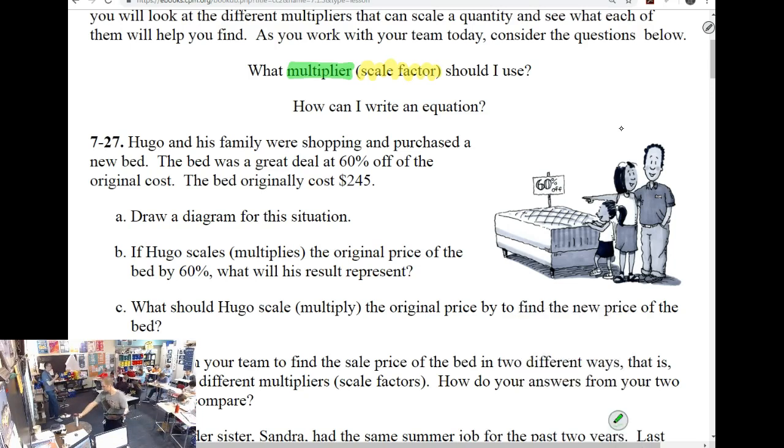If we're talking about 25% and we use 0.25, that's a scale factor. If we're talking about 25% and we use 1/4, that's a scale factor. If we're talking about 25% and we use 25 over 100, still a scale factor. Could be reduced, but still a scale factor. So scale factors are multipliers. Then, go ahead and look at 27 and start that with your team. And Mr. Smith is going to take over the reins from here.